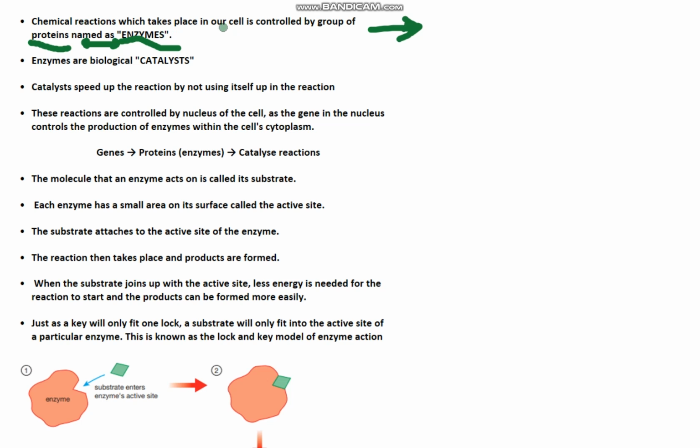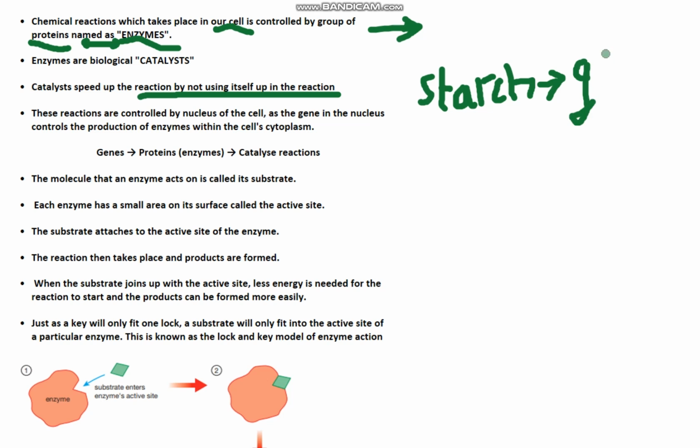Chemical reactions usually take place within our cells, and they are controlled by a group of proteins named enzymes. So enzymes are a biological catalyst. Catalysts are materials which are required to speed up the reaction, and they do not use themselves up. For example, we are breaking starch into glucose. For example, we ate food this morning, and when we are digesting this, our enzymes tend to break it down to glucose.